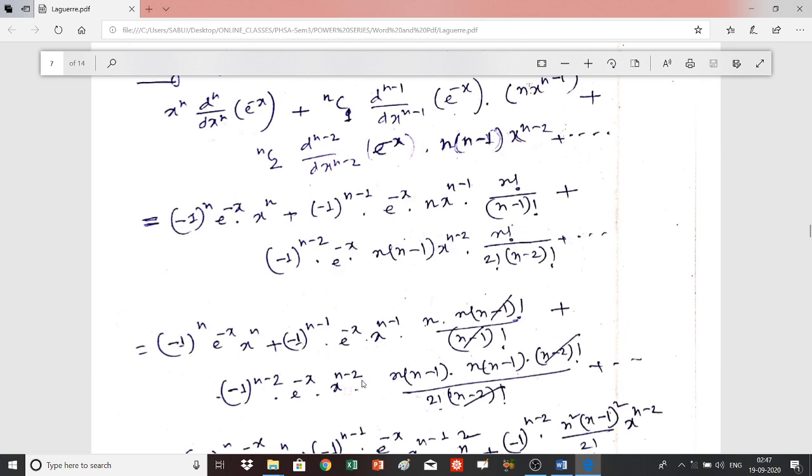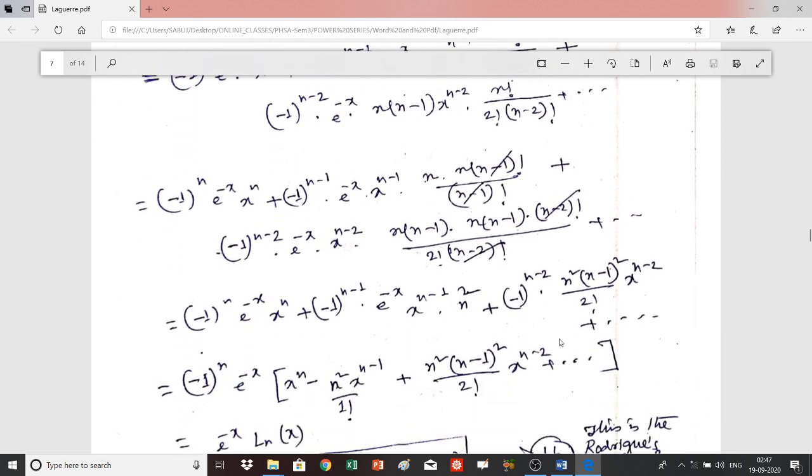Then x to the power n minus 2, then you can write n factorial as n into n minus 1 into n minus 2 factorial, and by 2 factorial and n minus 2 factorial, and this term n into n minus 1 is written here, and all other terms.